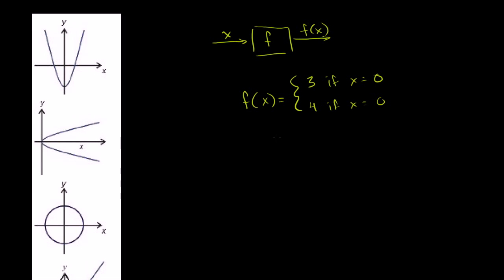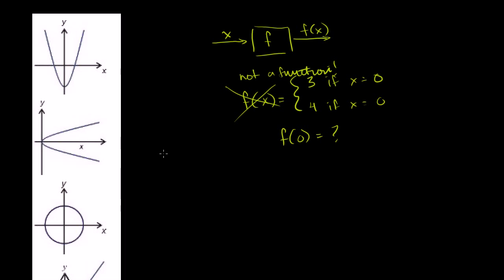Because in this situation, we don't know what f of 0 is. F of 0, what's it going to be equal? It says if x is equal to 0, it should be 3, or it could be 4. We don't know. This is not a function, even though it might have looked like one. Not a function. So you can't have two f of x values for one x value.